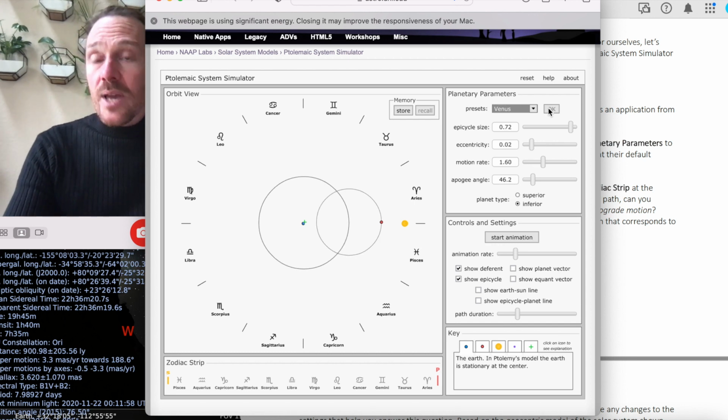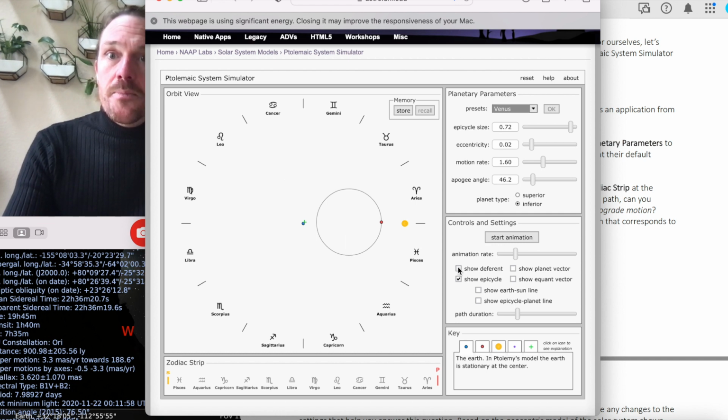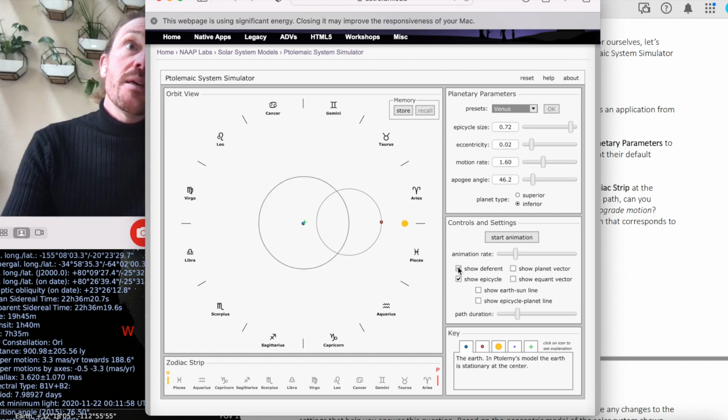All right, so you have to hit OK, otherwise it won't change the settings. So here we are. We've got animation rate, show the deferent, which is basically the path that the epicycle follows, okay? And then show the planetary vector. We don't have to, but it's an option you have. You can show the equant vector, okay?